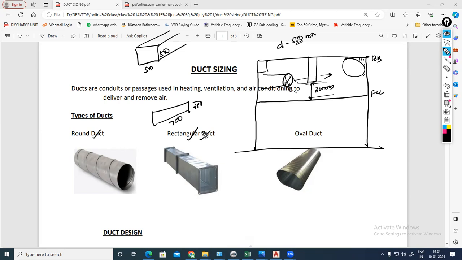Definitely round and oval have aesthetics. That's why, as per the client requirement, we can go for a round or oval duct. It's a good looking duct. Exposed duct, where there is no false ceiling. If the duct is exposed, we can go for round or oval only. Okay.